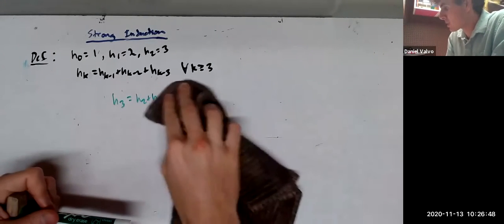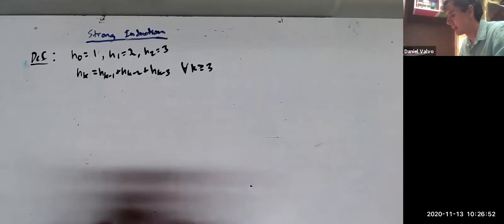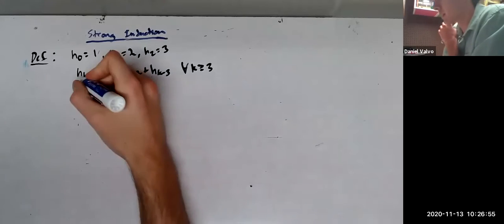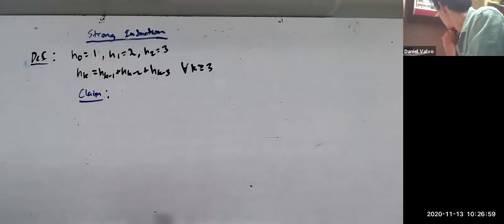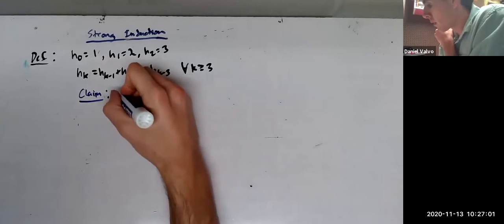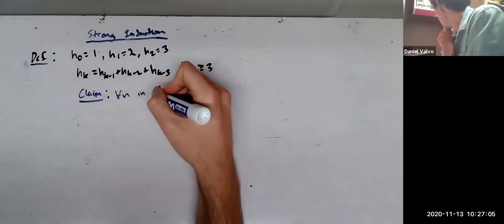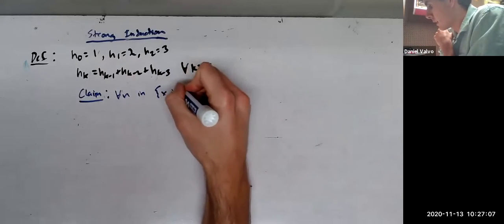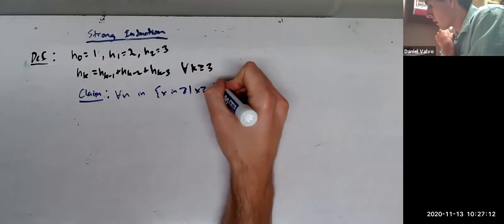Anyway, so why do we care about this sequence? Well, there's a very interesting claim we can make about it. And the claim goes like this. Claim: for all n in the set of integers z such that n is greater than or equal to 0.